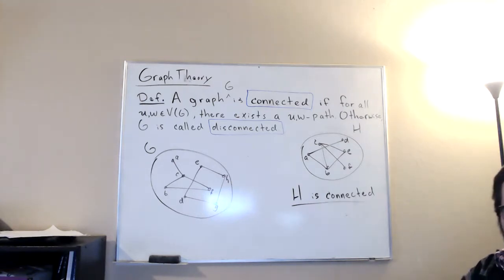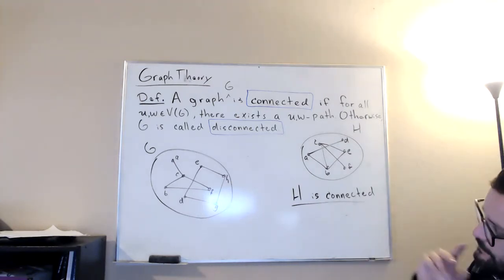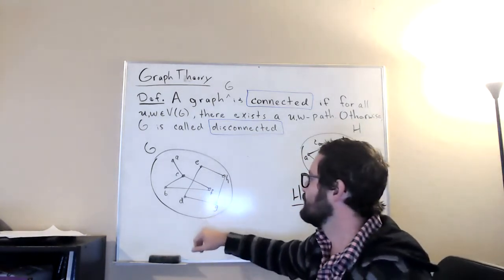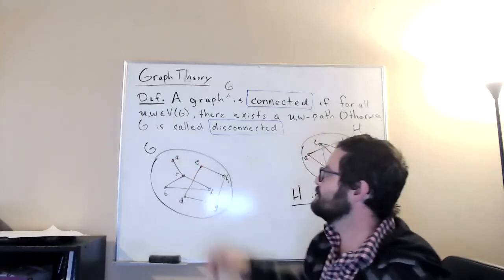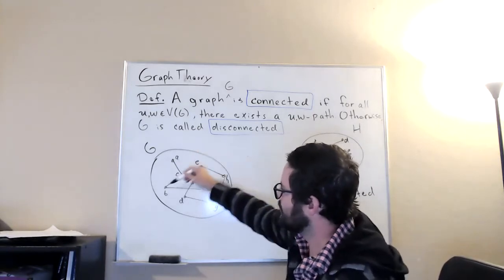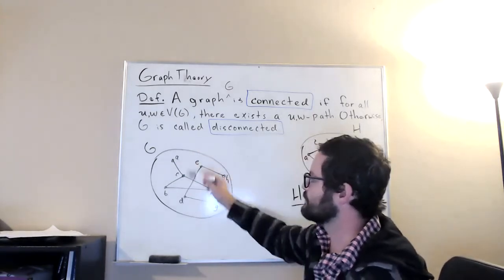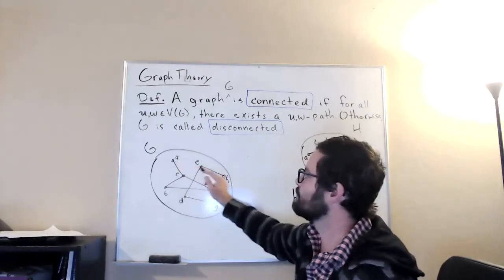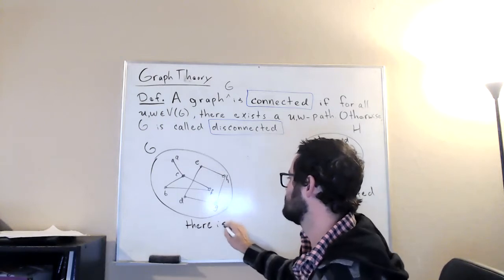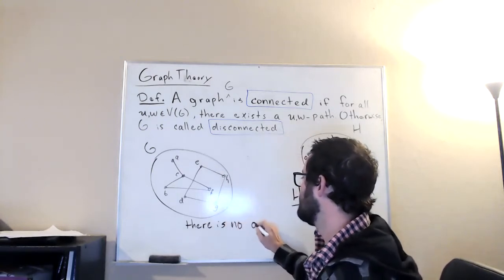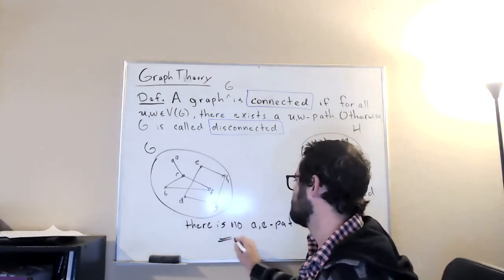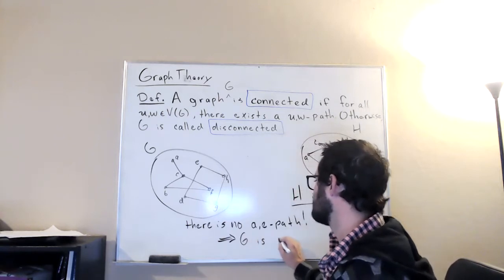So a path can be a sequence of edges and vertices. In this graph here, for example, there is no AE path. You can get from A to C, A to F, A to B, but no matter how you try to traverse along edges and vertices, you cannot get from A to E. So there is no AE path. So this tells me that G is disconnected.